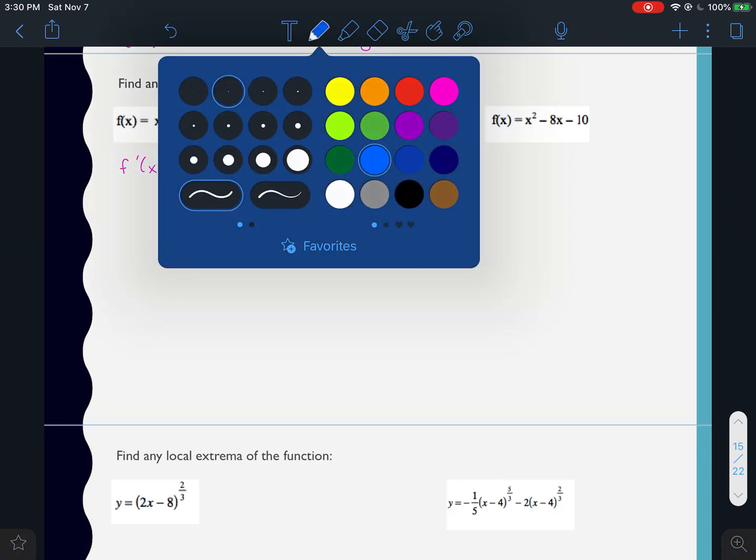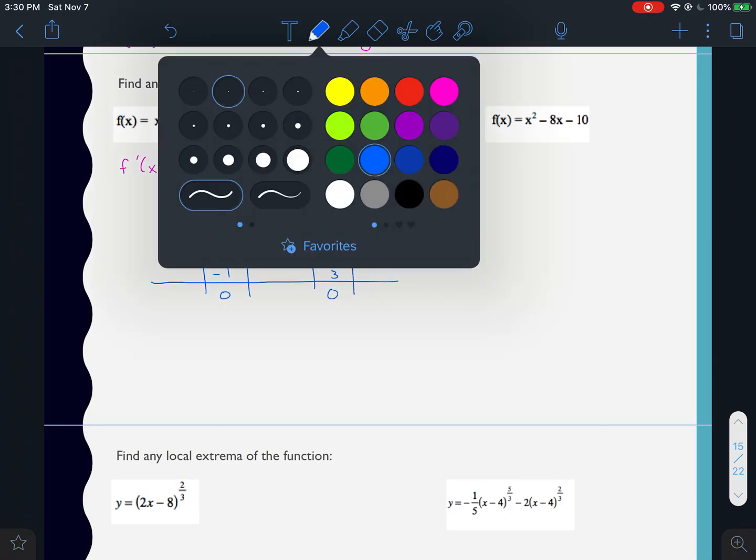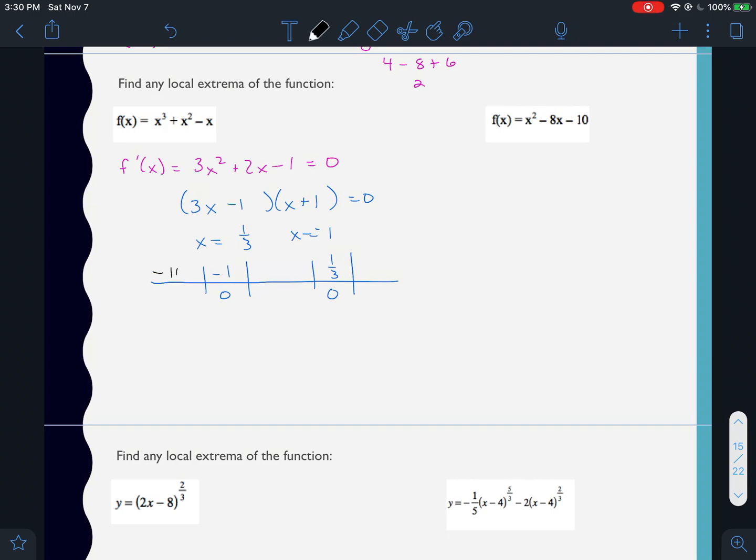My derivative here would be 3x squared plus 2x minus 1. To find the critical number, set that equal to 0 and solve. So this would be 3x minus 1 times x plus 1. So my two critical numbers are going to be 1/3 and negative 1. So I want to decide, are they negatives or positives? So we'll make a sign chart, negative 1, positive 1/3, 0 and 0. And then I have to test the derivative before that, so negative 10, in between them 0, and after that we'll test it at 10.